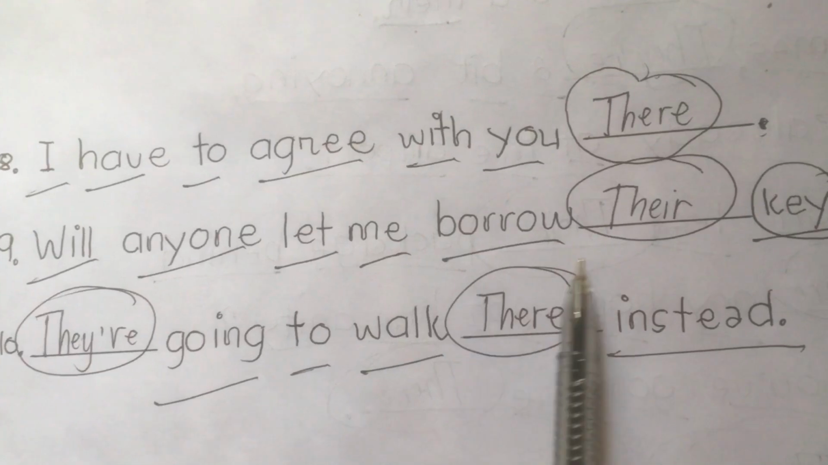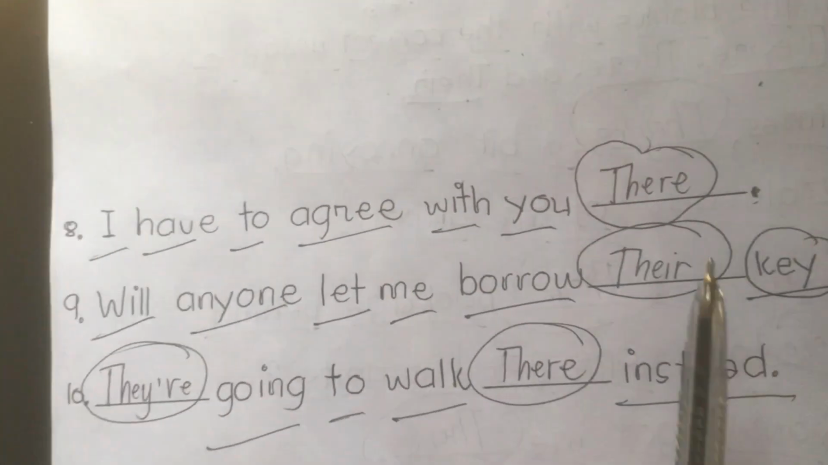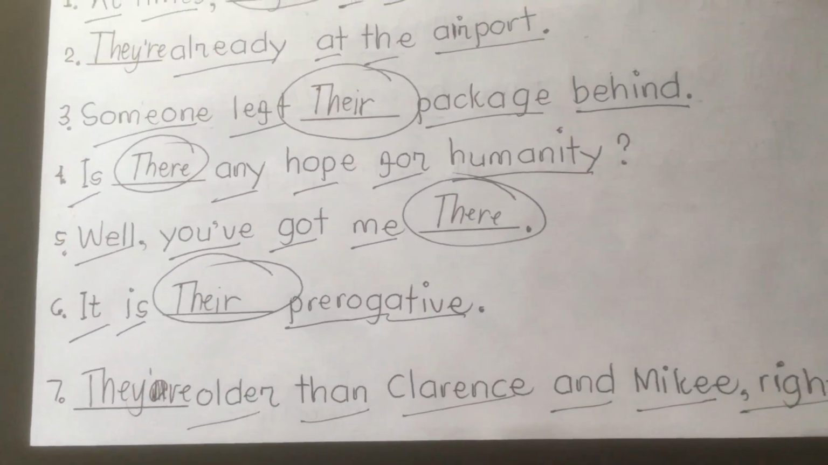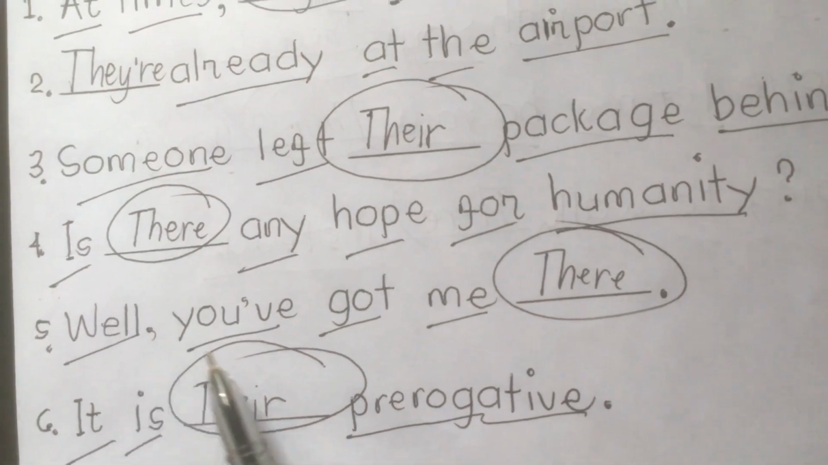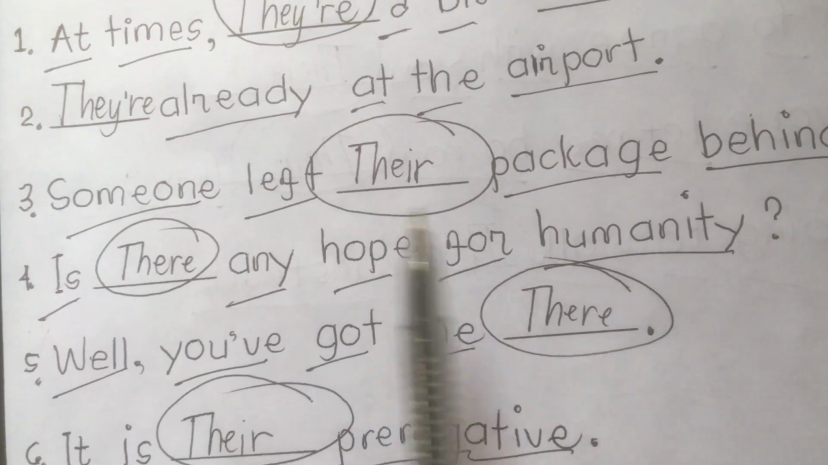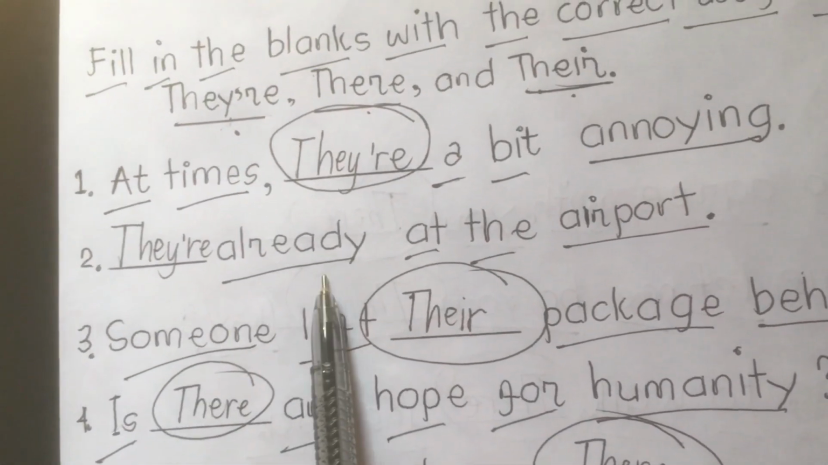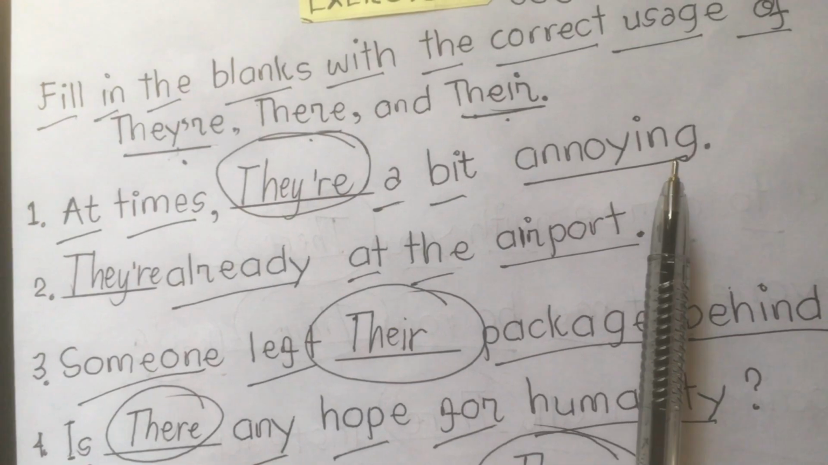Will anyone let me borrow their K? I have to agree with you there. Next, they're older than Clarence and Mike, right? It is their prerogative. Well, you've got me there. Is there any hope for humanity? Someone left their package behind. They're already at the airport. At times, they are a bit annoying.